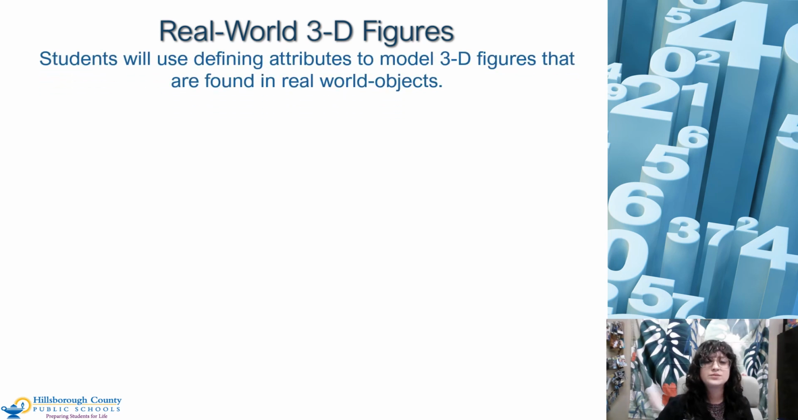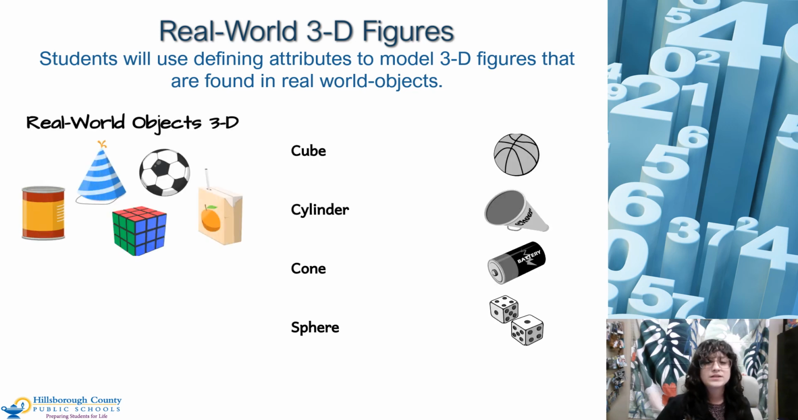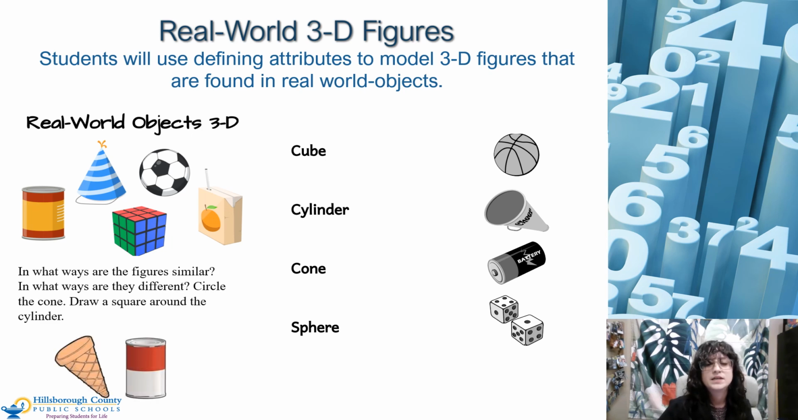Within this unit, students will be expected to use those defining attributes to model 3D figures that are found in real-world objects. If you take a look at the screen, I have a variety of images of real-world objects, and students would be expected to identify which 3D figure was being modeled. If we think back to that task at the beginning of the video, where students were expected to look at the picture of these two real-world objects and determine how these figures were similar and different, as well as identify which one's the cone and which one's the cylinder.